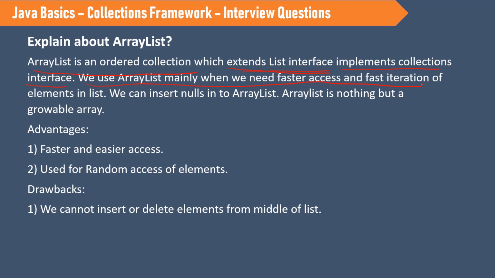For example, if we are doing any modifications to the list, then the best one is the linked list. But if we want faster access and fast iteration of the elements in a list, then we can use array list. If we are doing any modifications to the list, then we can use linked list. So the advantages are faster and easier access, used for random access of the elements. The drawback is we cannot insert or delete elements from the middle of a list.